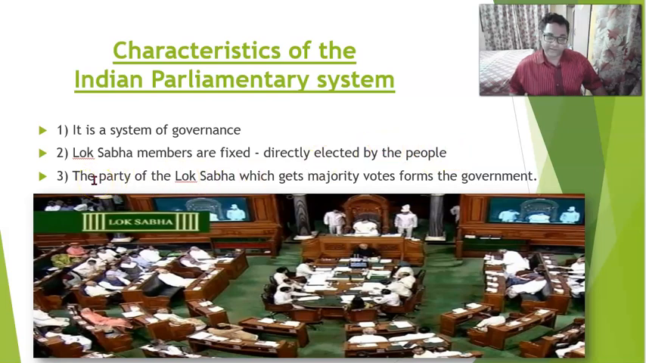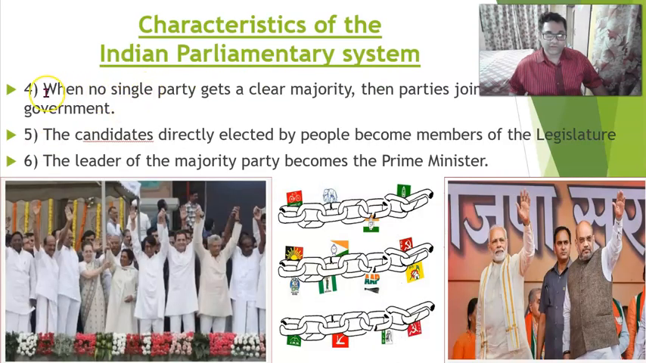The third characteristic is the party in the Lok Sabha which gets majority votes forms the government. For example, since you know that the BJP had got the maximum votes, they form the government. Here you can see the Lok Sabha meeting happening in this picture.